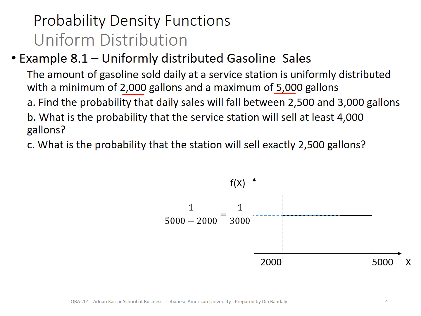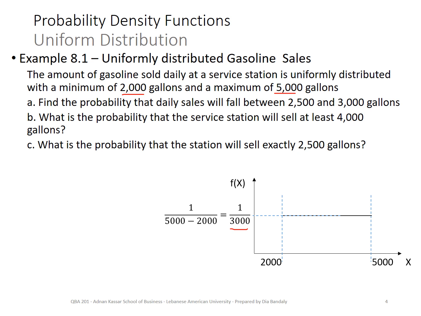Just a quick reminder: what do we mean by representing the PDF as a horizontal line? Remember, the function of a horizontal line is f of x equals c, right? It's a constant because it does not change. That's why it's a horizontal line. So in this case, f of x is equal to 1 over 3000. This is the function itself.